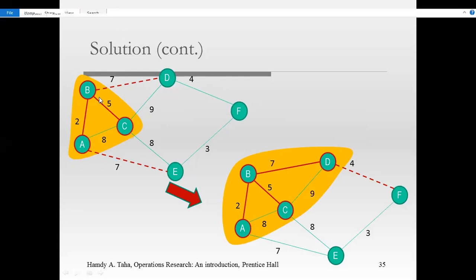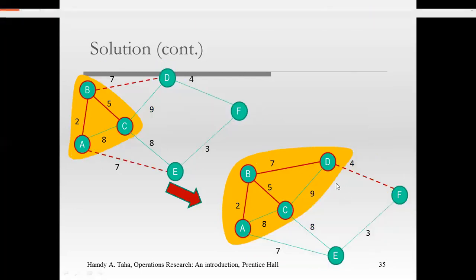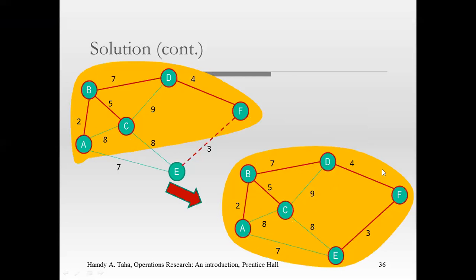And then the same logic, from A, B, C, which one is the shortest? We have two options, from B to D, 7, or from A to E, 7 also. For example, on the right side, we select D. Then after that, we compare which one from A, B, C, D is the shortest. We know that from D to F is the shortest. That's why we connect, in the left figure, A, B, C, D, F.